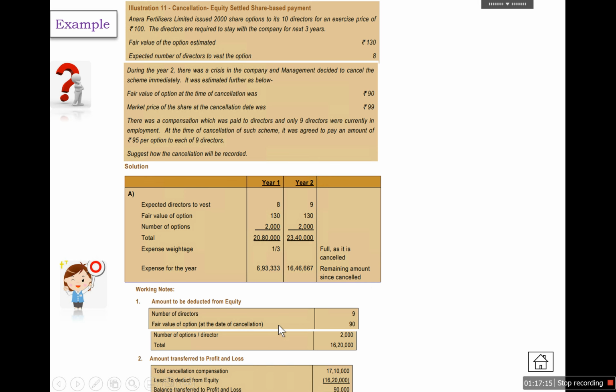booked in the second year. So the amount to be deducted from the equity is 9 directors, and the fair value of the option at the cancellation was 90. So the total amount is 16,20,000. But we are paying compensation at a price of 95, which is higher than the option value at the cancellation date. So the additional amount that we are paying, 1,710,000, after deducting the equity amount, 90,000 will be booked in the P&L.